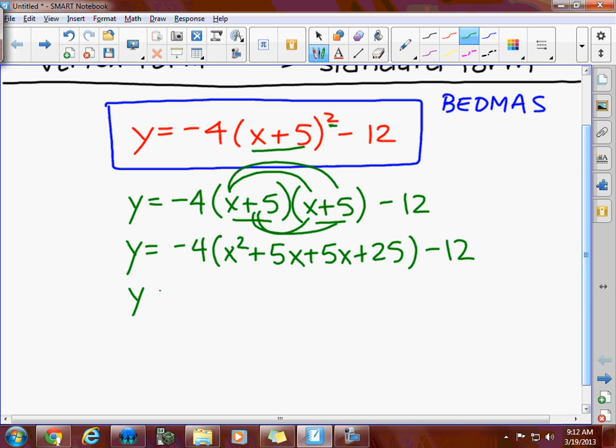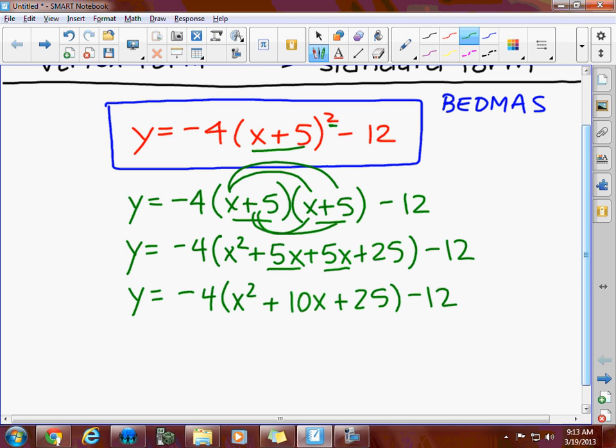So now we can go ahead and simplify the stuff in the brackets again, just so we have less to work with, because we do see there are two middle terms that have x's, two like terms. So 5x plus 5x simplifies to a positive 10x plus 25 minus 12.